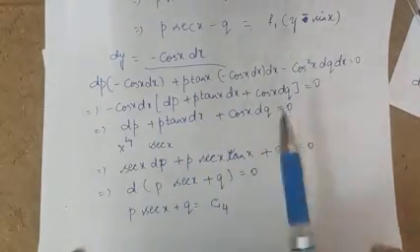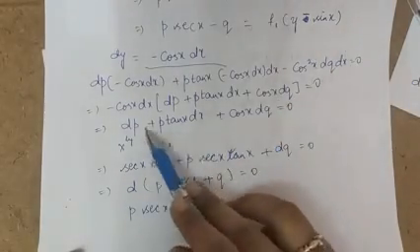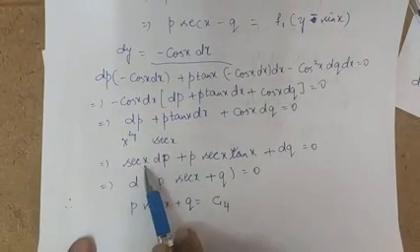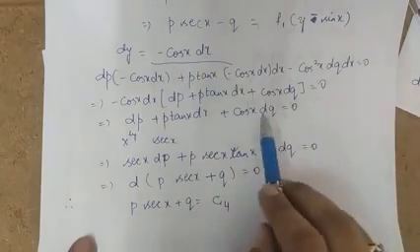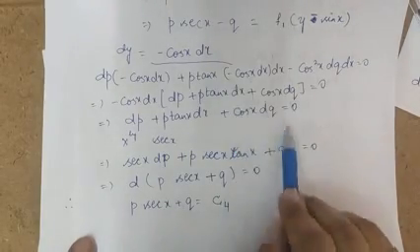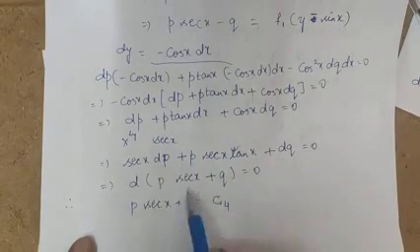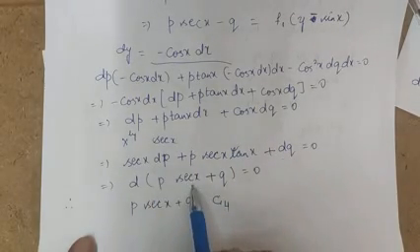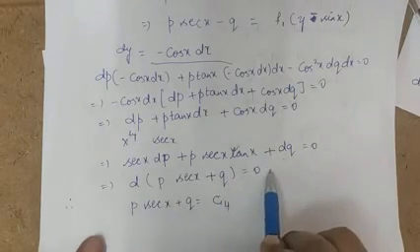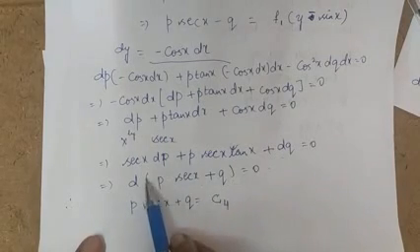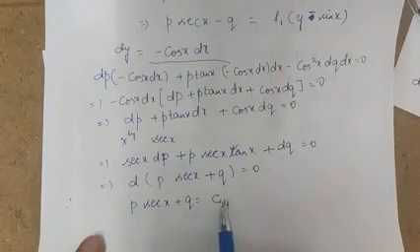Again, to make the problem simpler, I have multiplied secant x throughout the equation. So I will get secant x dp plus p secant x tan x plus dq is equal to 0. Here also secant x into cos x is 1, so it is plus dq. So again I can write this term as differentiation of p into secant x. I have taken d as common, so p secant x plus q is equal to 0. If you integrate this, integration and differentiation get cancelled. You will get p secant x plus q is equal to c4.